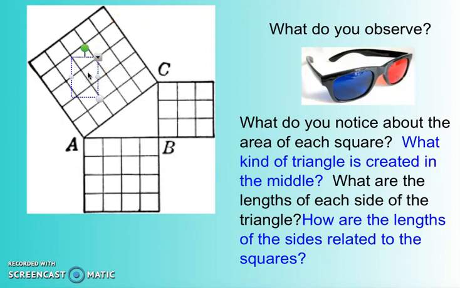So what's the area in this square? Well, we have 5 times 5, so 25. How about the area of the square? 9. How about here? 4 times 4 is 16. What do you notice about these areas?